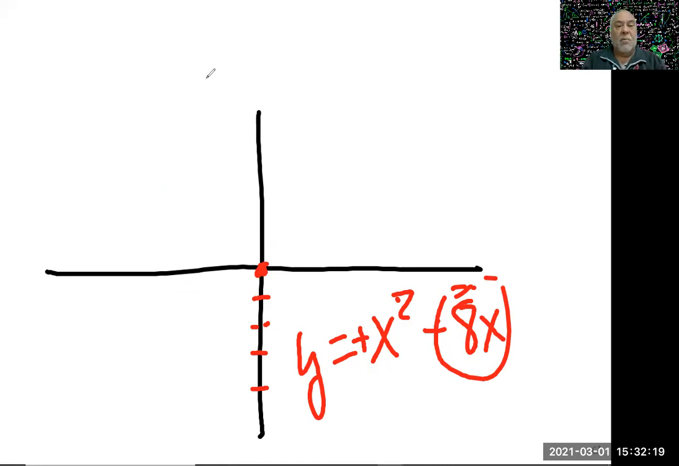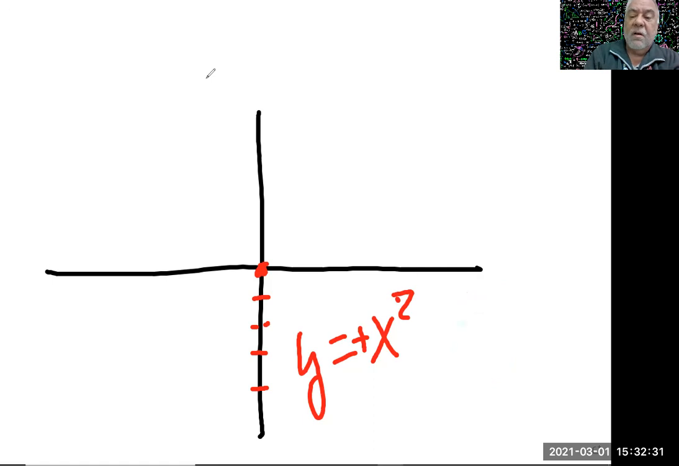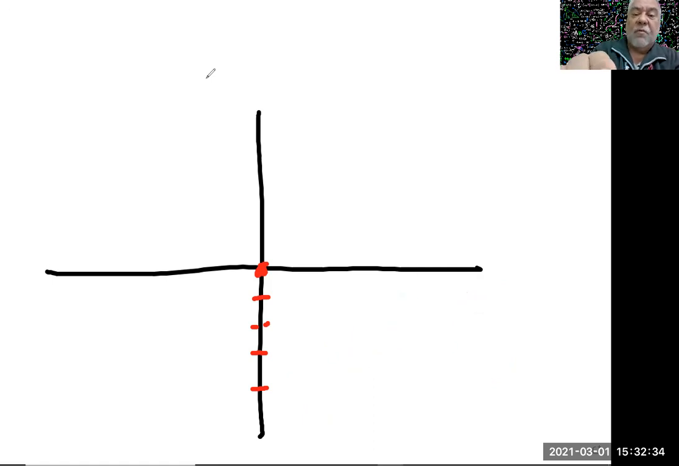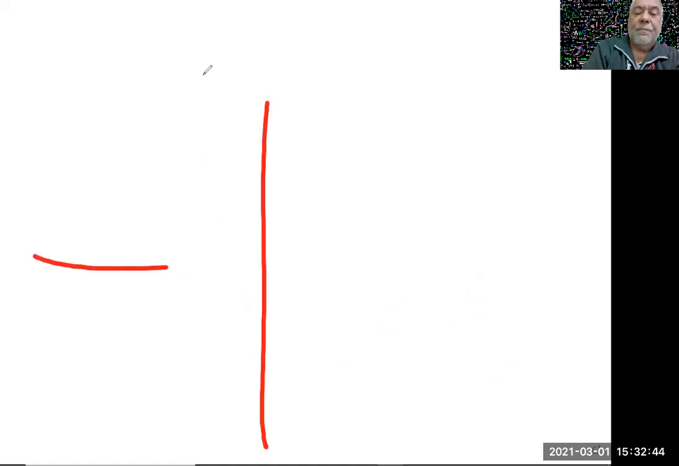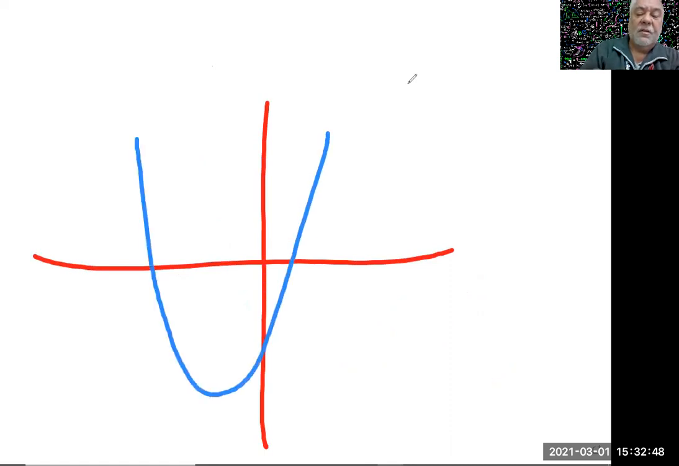Now some of the problems they'll say, here's the graph. They'll give you a graph. In other words, let me erase this stuff here. They'll give you something like this. Now, they'll give you a parabola and it goes something like this. They'll say, which one of these equations matches this?